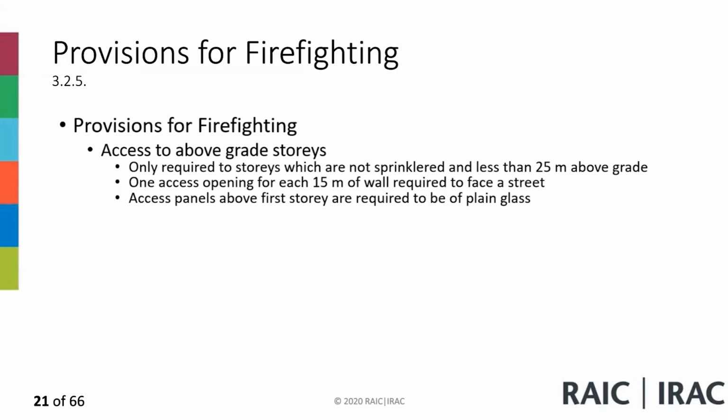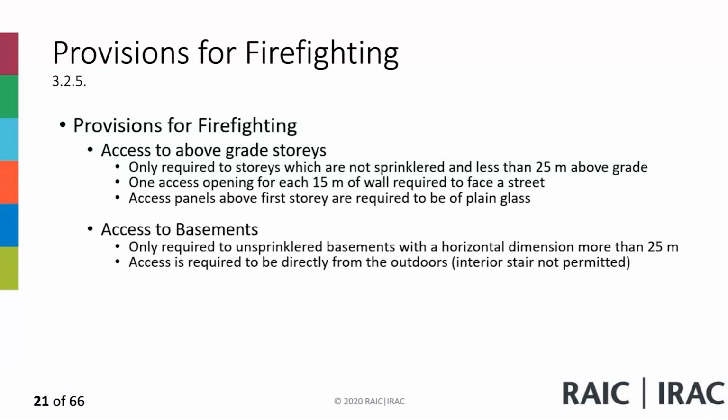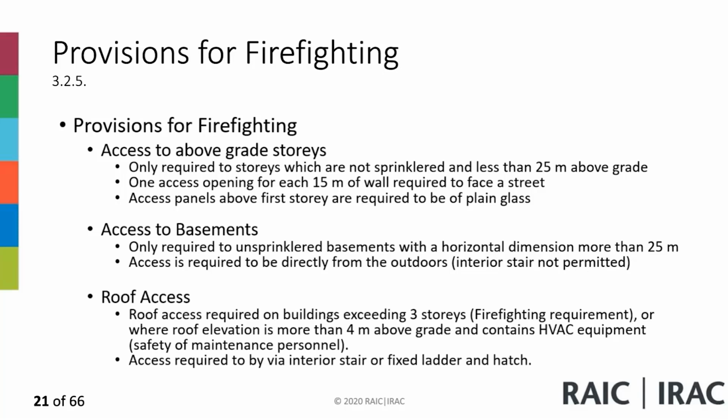So this is applicable for non-sprinklered buildings, and you might come across them in schools. You might come across them in low-rise buildings where the type of construction does not require the building to be sprinklered. Direct access to the basement is also required in unsprinklered basements with a horizontal dimension of more than 25 meters, and access is required directly from the outdoors. You don't go through a stair to access a basement. Again, this is for non-sprinklered conditions.